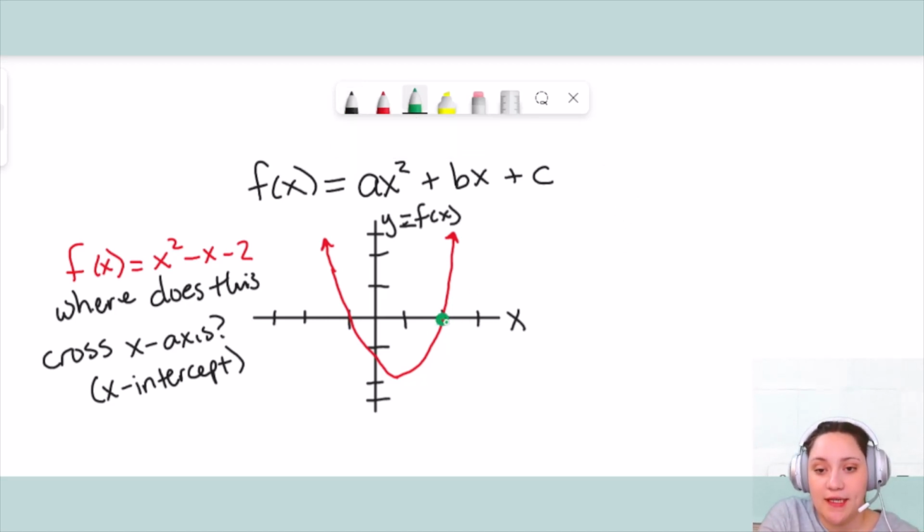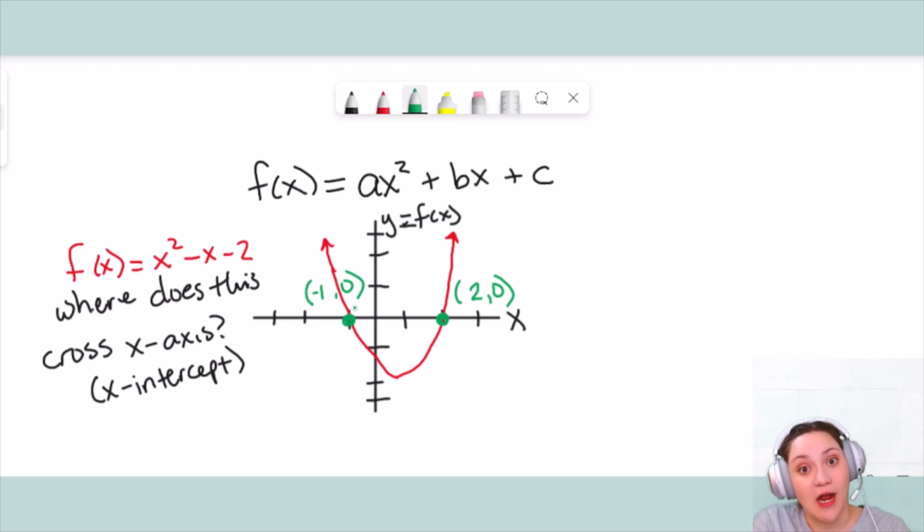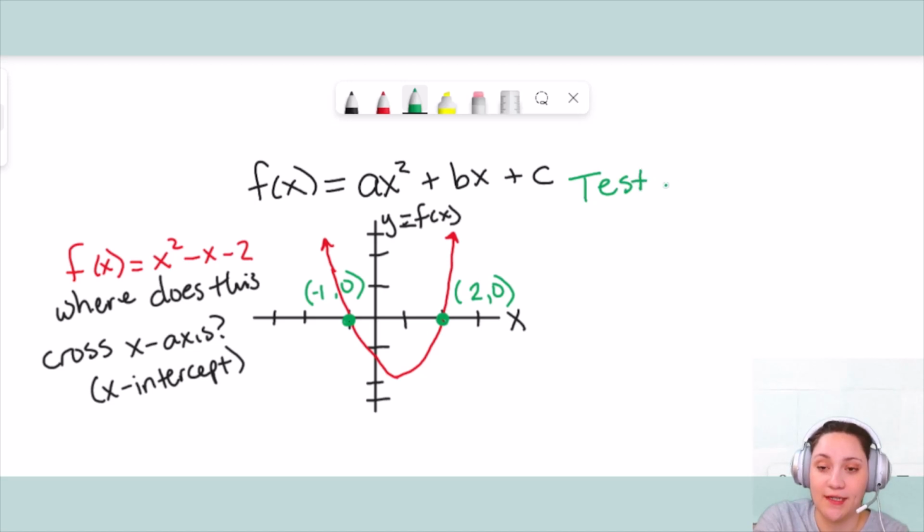And here we see these 2 points. And sometimes, as you know from looking at a graph, it can be a little bit tricky to tell exactly where it's crossing. It looks like this graph is crossing the axis here at 2, 0, and it also looks like it's crossing at -1, 0. But as you know, we can't always rely on just our eyeballs. So we need to test or check those 2 points.